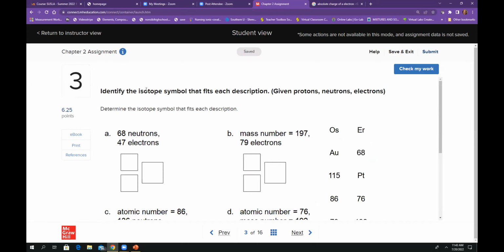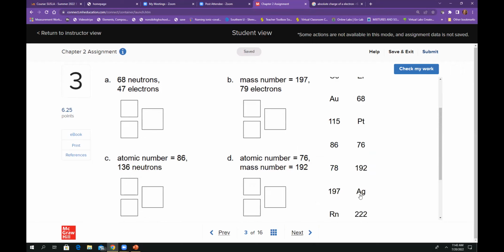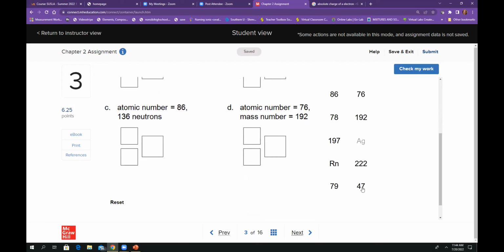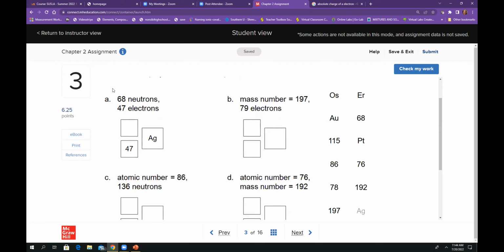Okay, see, identify the isotope that fits the description. Okay, so you've got 47 electrons. All you gotta do is go look at your periodic table and see which element is 47. That is silver. So you grab silver over here, see, and put it here, like we just did. Now, 47 goes on the bottom. And 68 plus 47 is 115. That's this one. See?